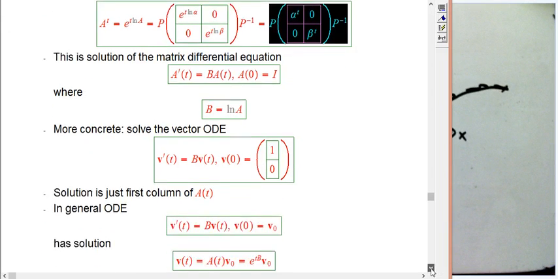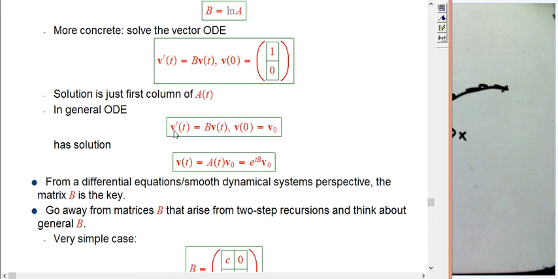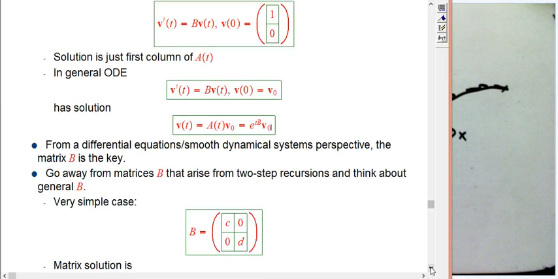In general, the story is that if I'm going to solve this vector linear differential equation with a given starting point, you take B, this matrix, you multiply it by however much time you're going to go, you exponentiate it, which involves diagonalization, and multiply by v naught. So again, I hope that's review, because otherwise it's going to be kind of mysterious.